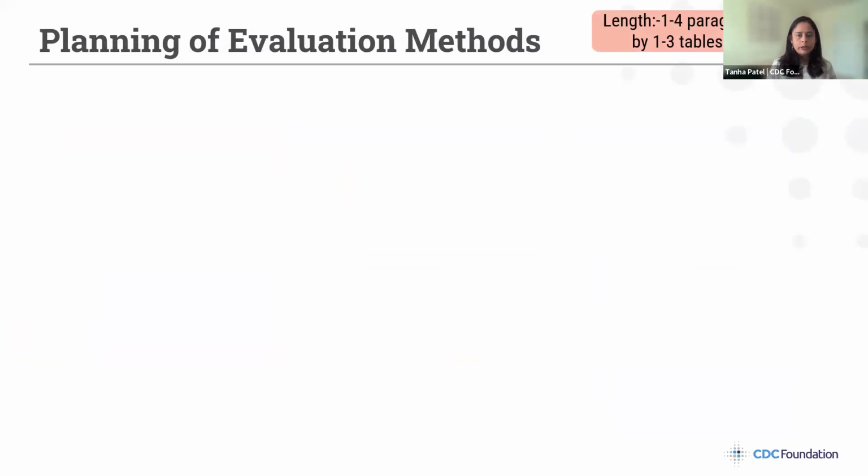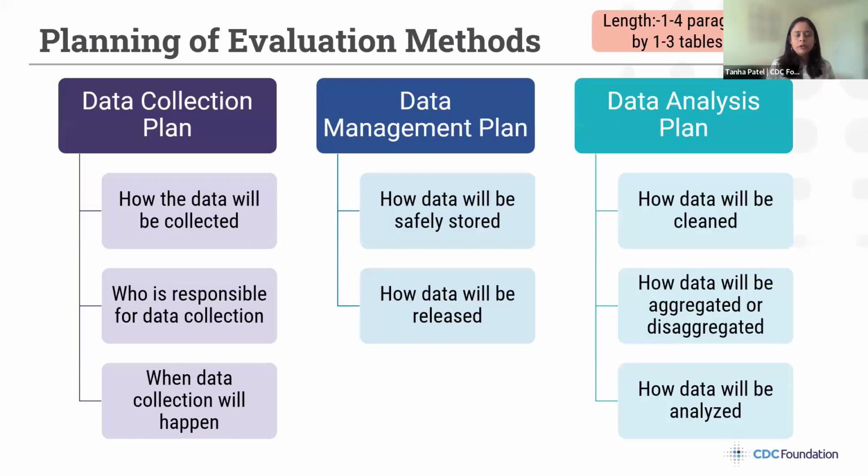For the evaluation plan, in 1 to 4 paragraphs and some tables, you will propose a plan that outlines what data points and measures will help you answer the questions that we've selected, and how you will collect the information. Your evaluation plan should contain a data collection plan, which outlines how the data will be collected, who is responsible for that, what timeline you are going to use, and the frequency of data collection.